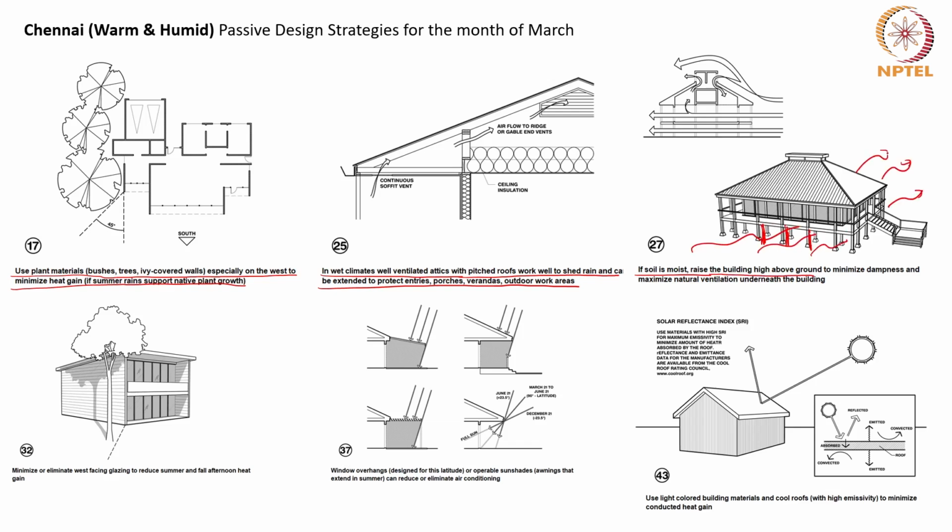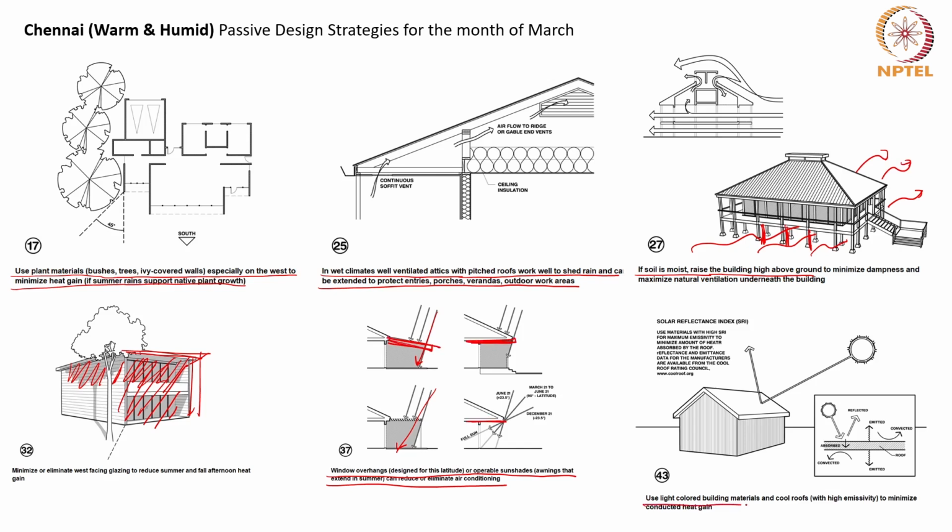We can minimize or eliminate the west facing glazing to reduce summer and fall afternoon heat by using either vegetation which will cast its shadow or by having appropriate shading devices which will create a shadow on the western wall. Window overhangs can be designed or operable sunshades such as awnings that extend in summer can reduce or eliminate the load of air conditioning. So have extended awnings or have extended shading device.